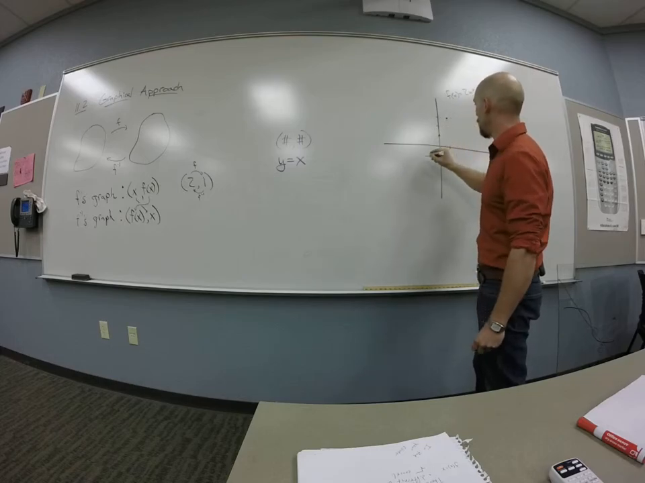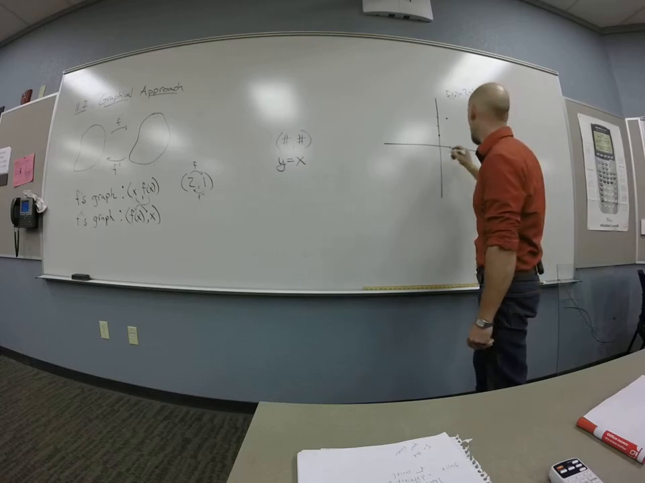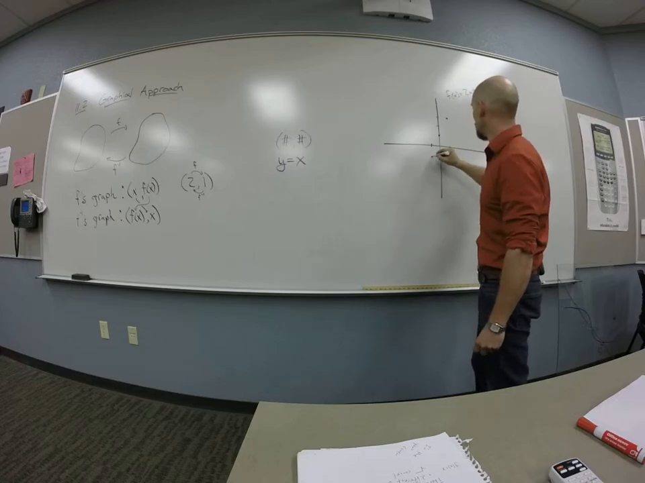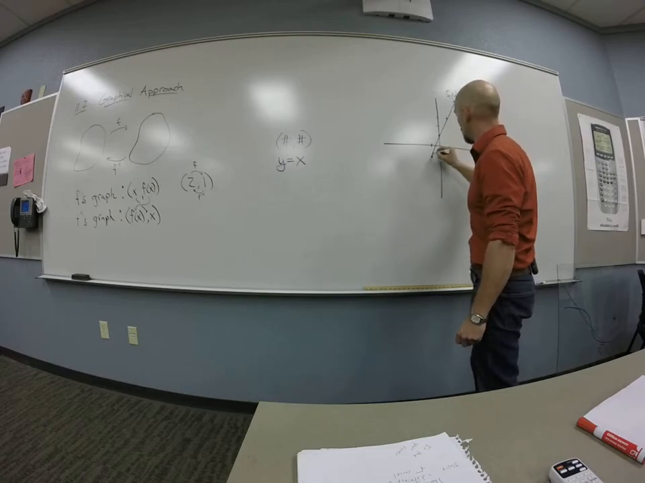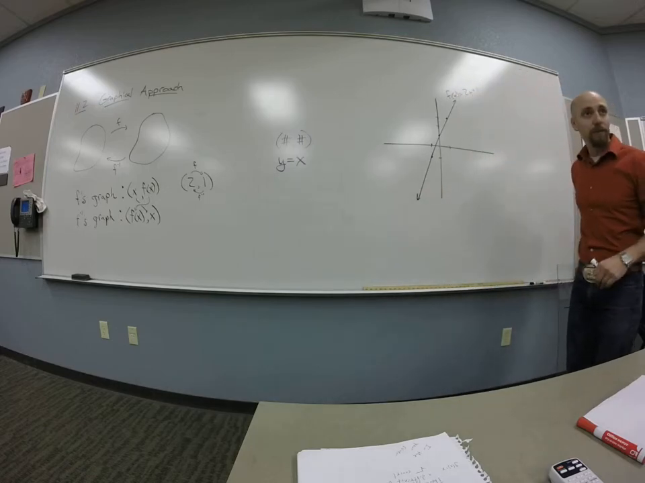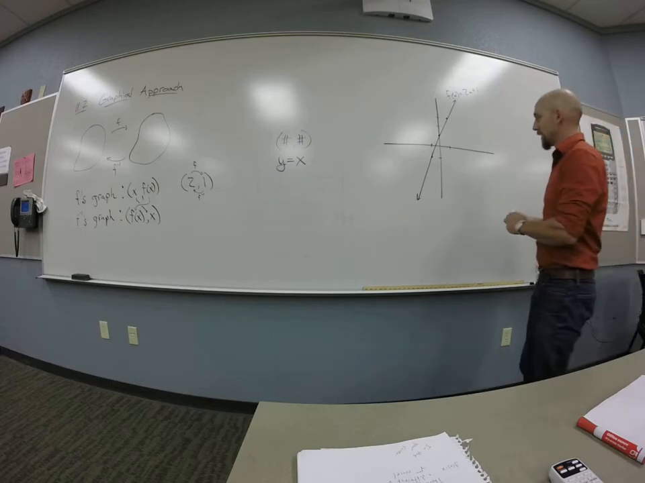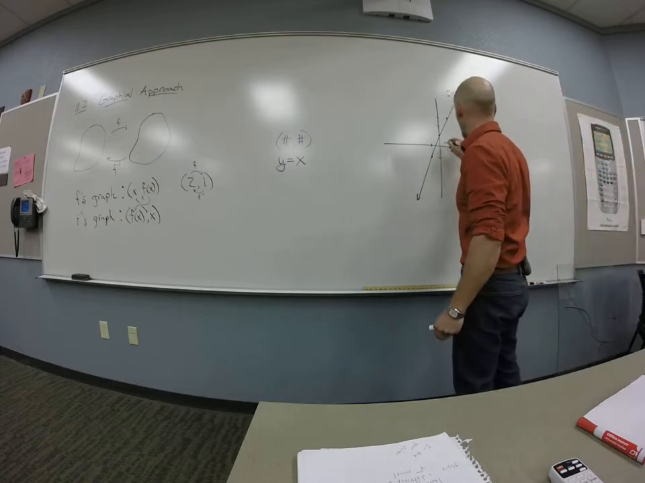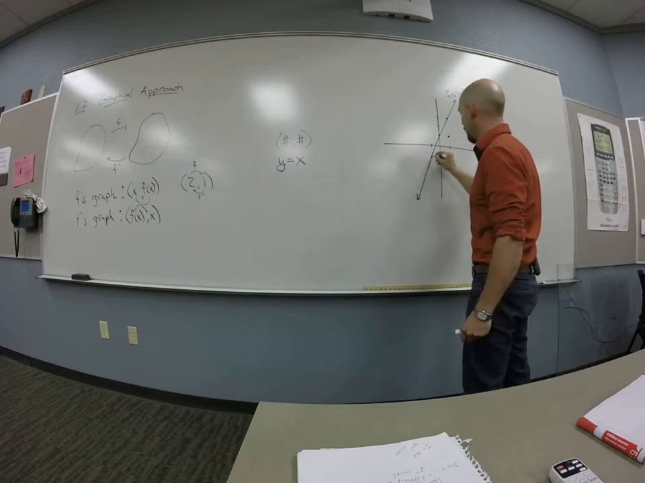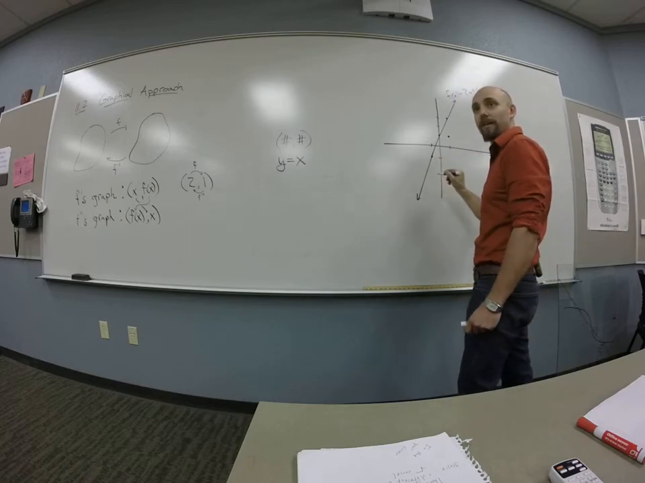Here's my other point. And maybe if I got one more, that'd be a good idea. So there's my line. Now I want to flip over y equals x to get the graph of the inverse function. So I should carefully graph y equals x.